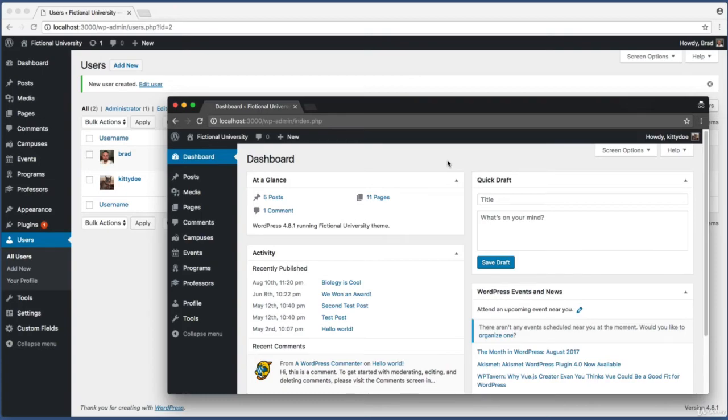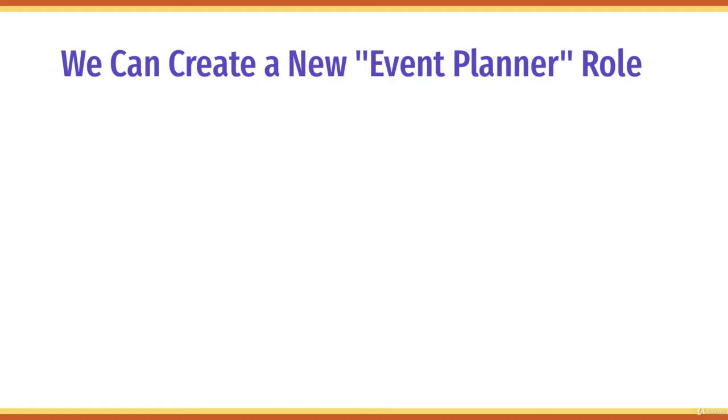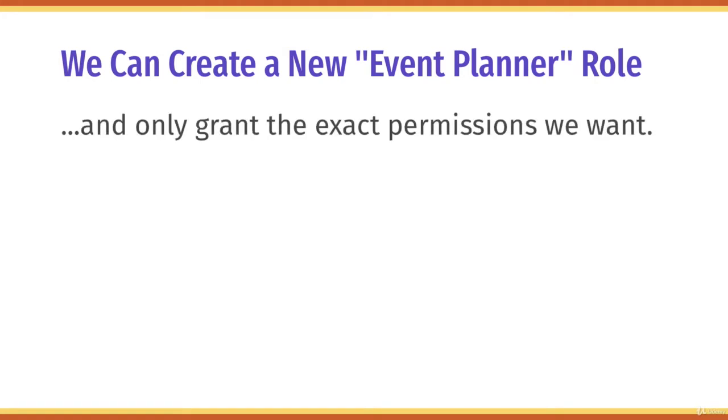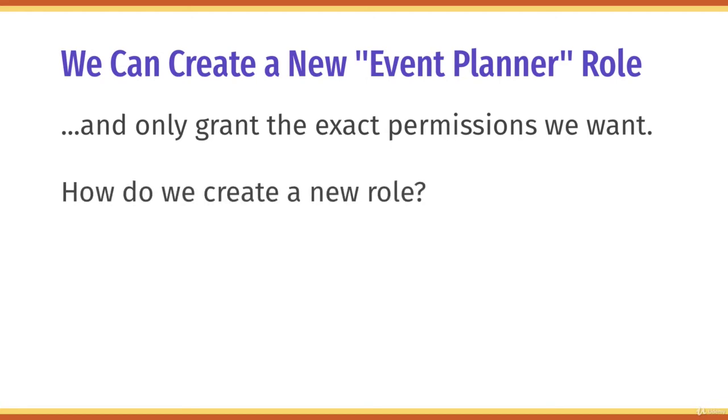Well, the answer is that we can just create our own brand new role. So out of the box, WordPress starts with those 5 roles we saw a moment ago: subscriber, contributor, author, editor, and admin. And you and I can just create a brand new custom role and give it only the exact permissions that we want. So how do we go about creating a brand new role?